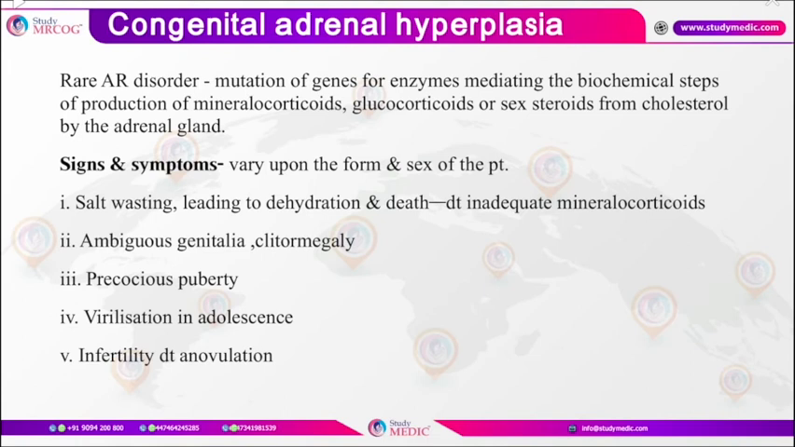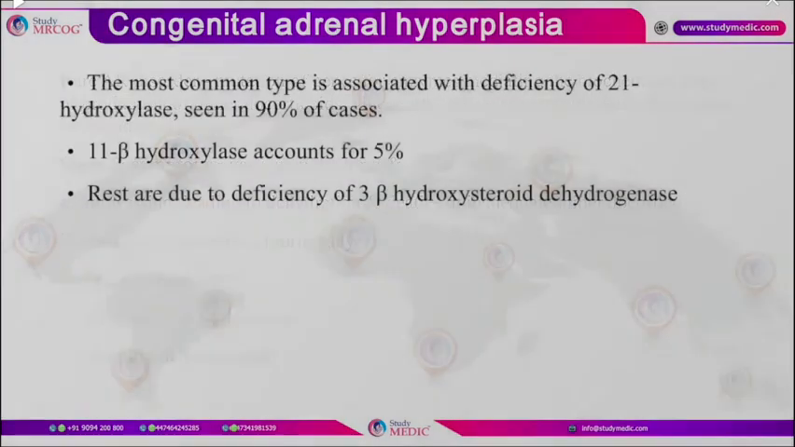Salt wasting leads to dehydration and death due to inappropriate mineralocorticoids. That is one of the very important things that you should note over here. Because of the inappropriately high testosterone or androgen level, there is ambiguous genitalia, clitoromegaly, precocious puberty as one of the important signs and symptoms, virilization in adolescence, and infertility just because of anovulation.